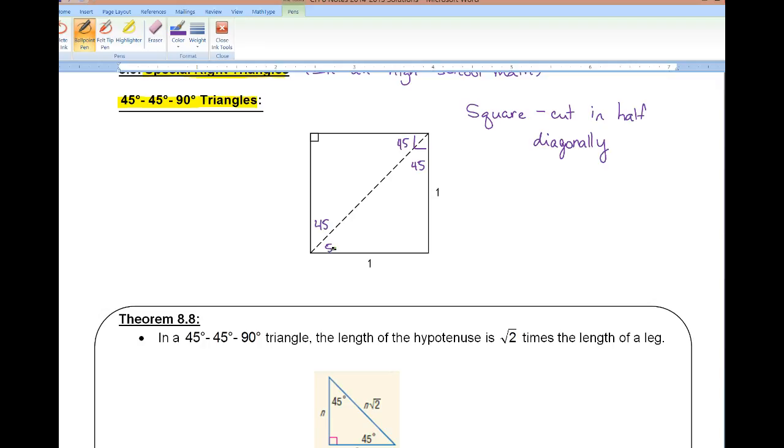What? She's a diagonally. Wow. Got it. Now I see. Okay.